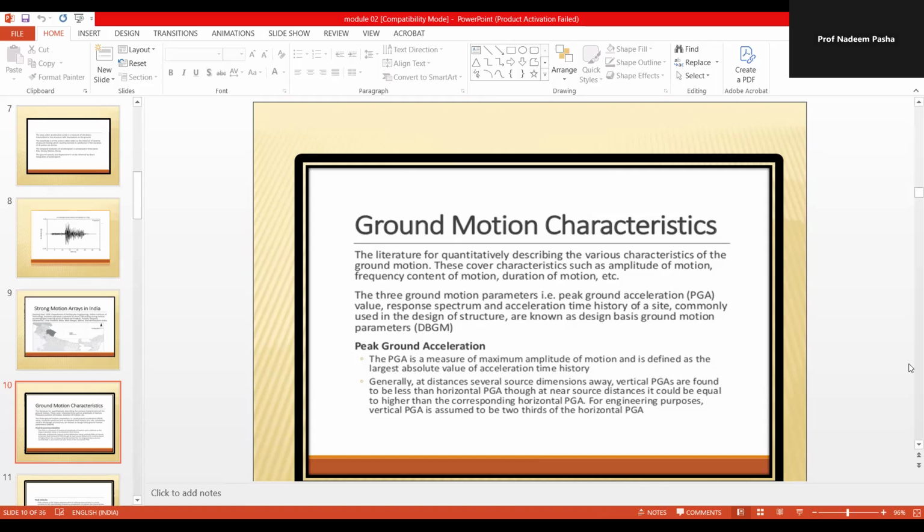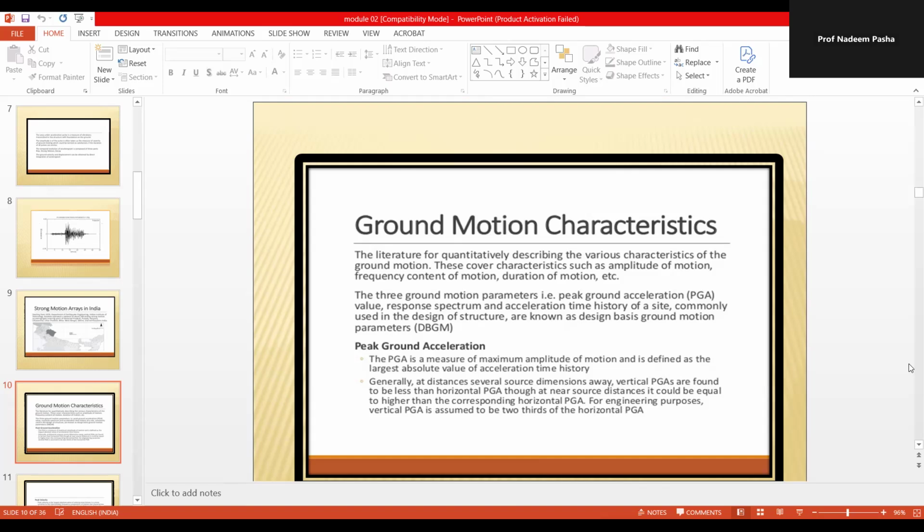Generally, at a distance of several source diameters away, vertical PGAs are found to be less than horizontal PGA, though at a near source distance, it could be equal to or higher than the corresponding horizontal PGA. For engineering purposes, vertical PGA is assumed to be two-thirds of horizontal PGA. See here, first you need to understand what we mean by peak ground acceleration. So how are we defining peak ground acceleration?